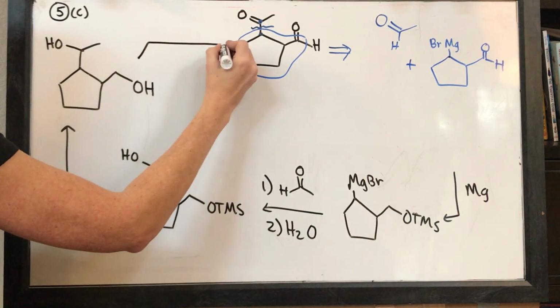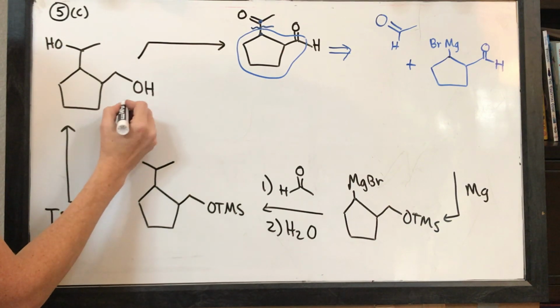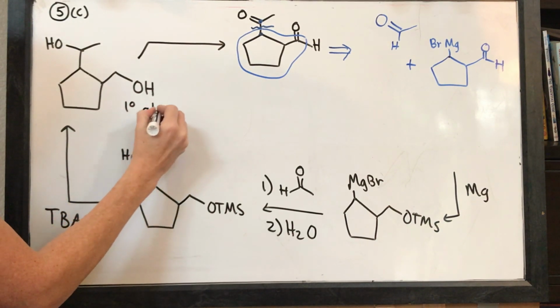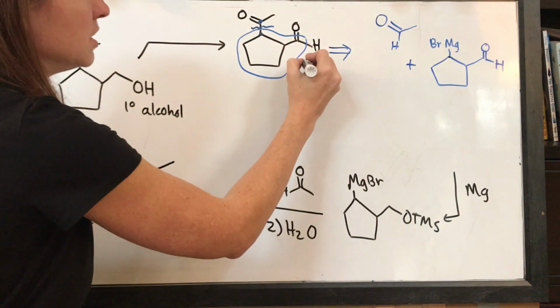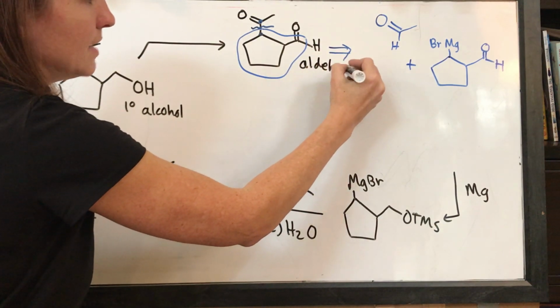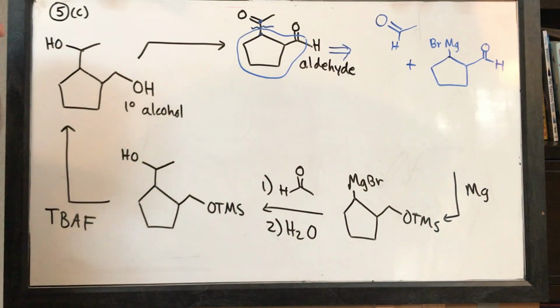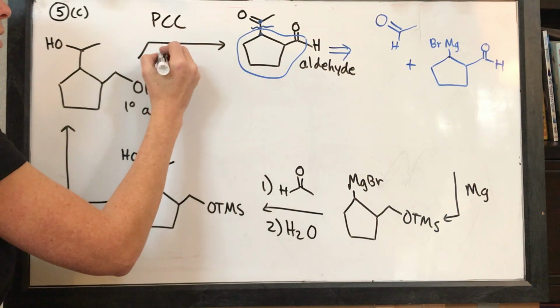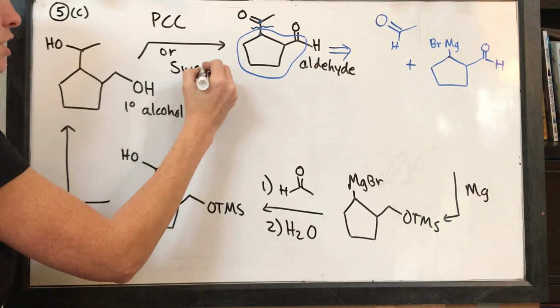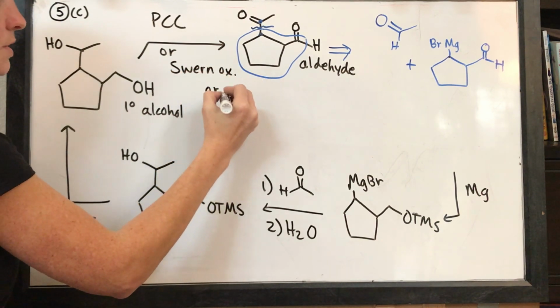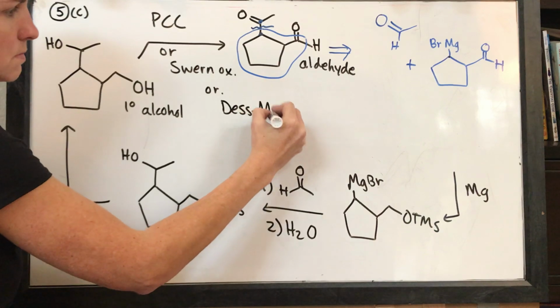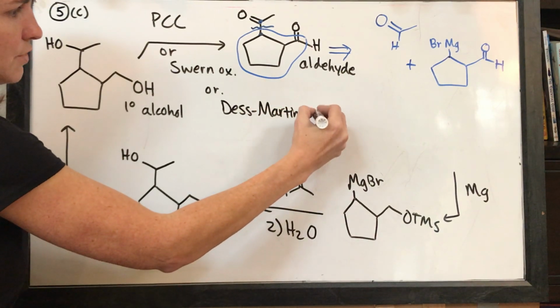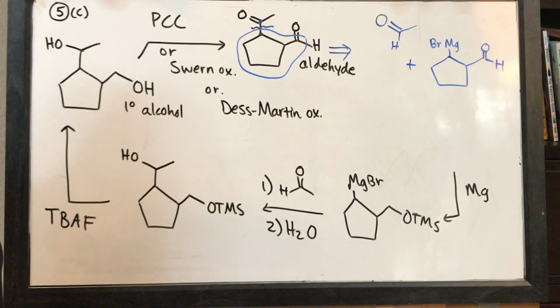And now finally, to get to the final product, the only thing I need to be careful about is the fact that I have a primary alcohol and I want it to turn into just an aldehyde. I do not want it to get oxidized all the way to a carboxylic acid. So the best choice of reagent here is going to be PCC, or you could do a Swern oxidation, or you could do a Dess-Martin oxidation, whichever your favorite mild oxidizing agent is that you want to use. Okay, so there's the rest of that problem.